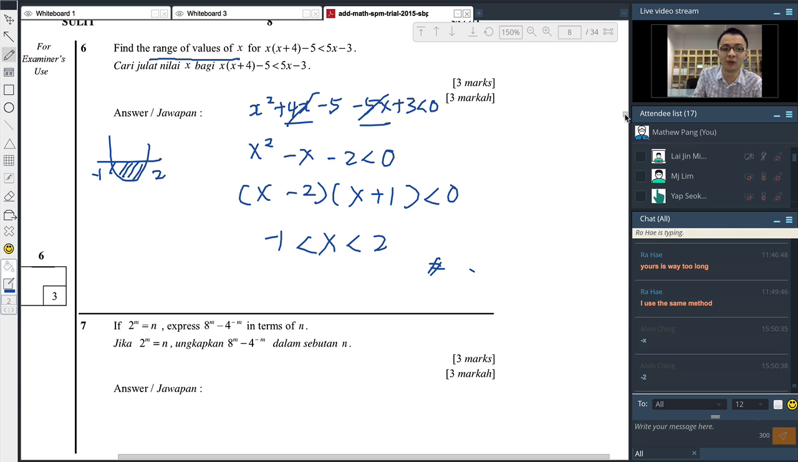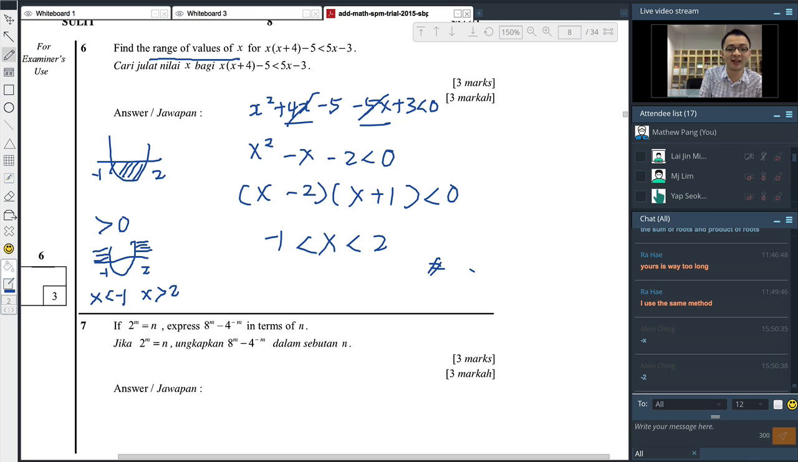Just need to know. So I say many times, if this symbol I change to bigger than 0, then you will have a little bit of difference. So negative 1 and 2 is still the same, but it will be outside. What do I mean by outside? That means x will be bigger than 2, x will be less than negative 1. This is if the quadratic is bigger than 0. You will need to take outside. If less than 0, you will take something in between. Alright, just remember this.